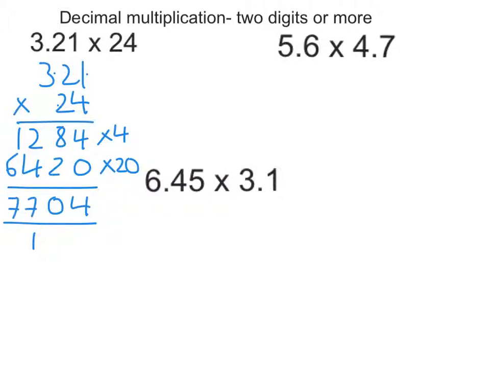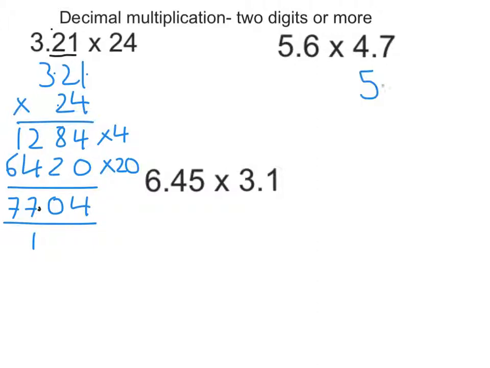Now remember, where do we put the decimal point? Well, we count how many digits behind the decimal point in the question. That's 2, 1, 2. So we need to have 2 in our answer behind the decimal point. So the answer to this one is 77.04. Okay, let's move on to the next question.